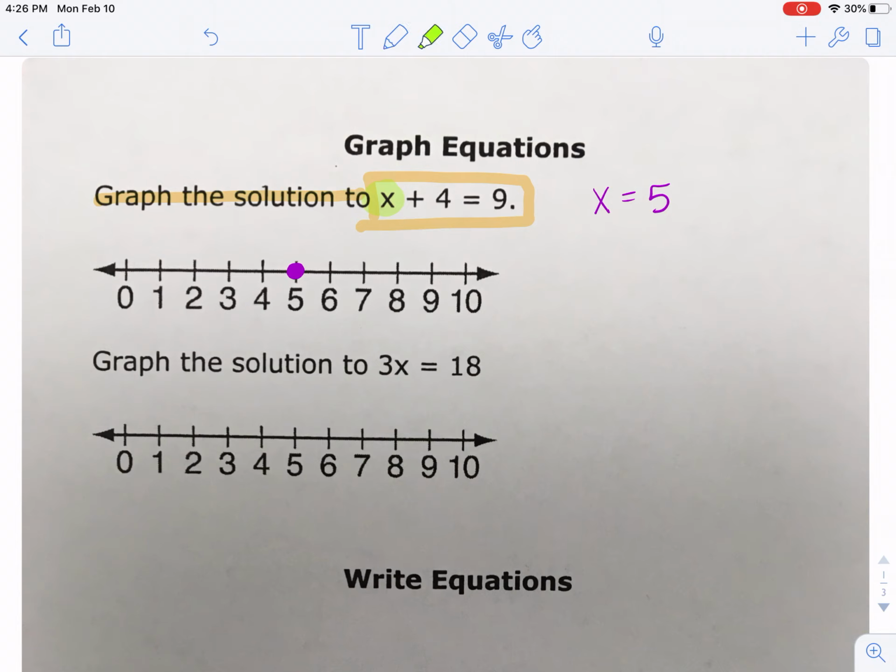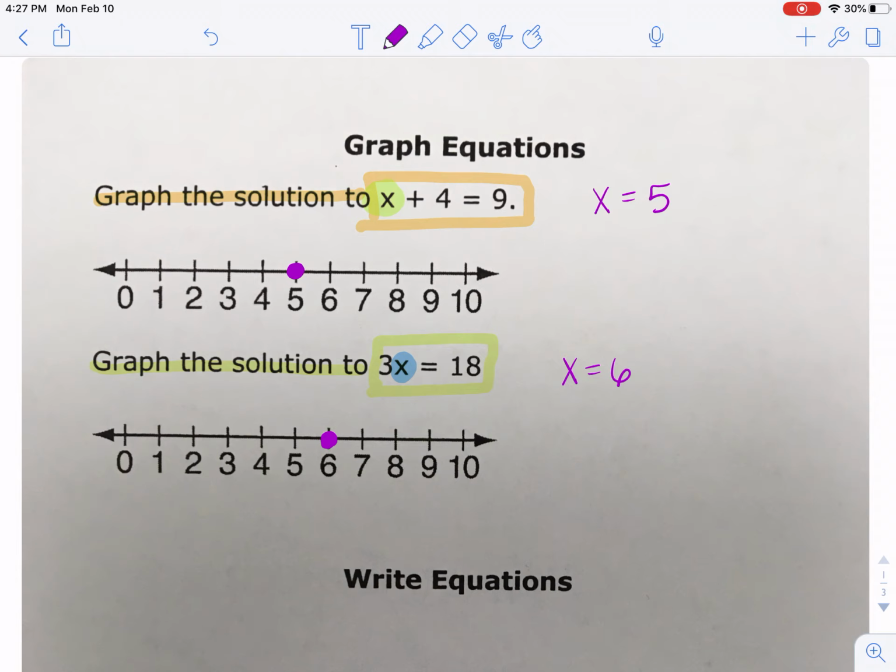Now for the next one, graph the solution to 3x equals 18. So we're looking at x, and we're thinking 3 times what number equals 18? That number is going to be 6. So 3 times 6 equals 18. So x equals 6. So then when we go down to our number line, again, we just want a closed dot on the number 6. Right there, just like that.